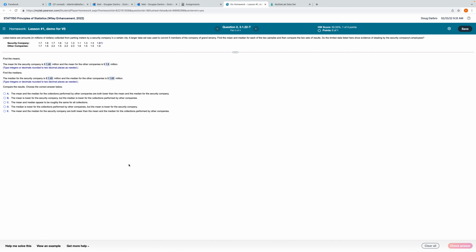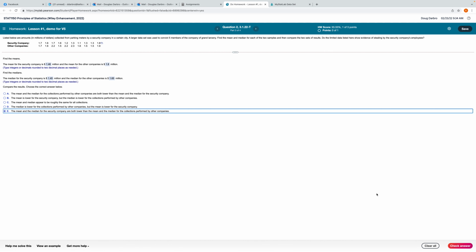Well, what I can see is that the security company mean is lower, and that the security company median is lower. So that may be where we're headed with this. The mean and the median for the collection performed by the other companies are both lower. Well, that's a false statement. The mean and the median for the security company are both lower than the other companies. So this is going to be the true statement.